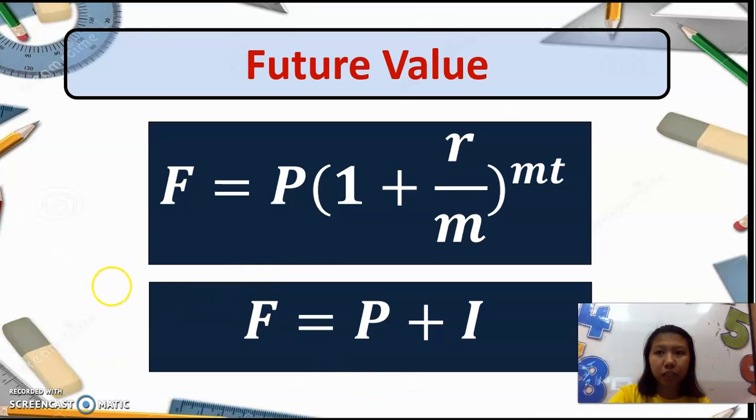Okay. And then the formula that we used last time for simple interest, we can also use this one to find the future value. So future value is equal to principal amount plus the interest. However, we can find the principal amount using future value minus interest. And we can also use F minus P when we need to find the interest using the future value and the principal amount. So we can derive the formula using this formula as well.